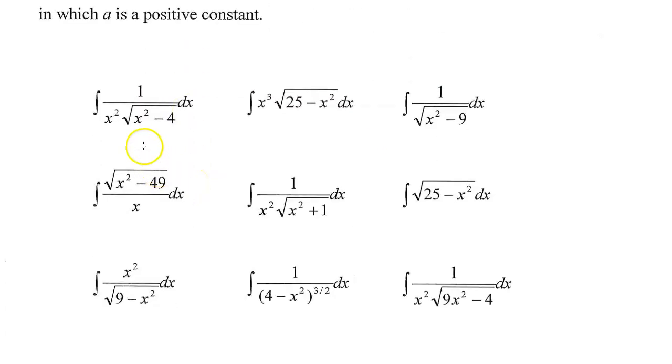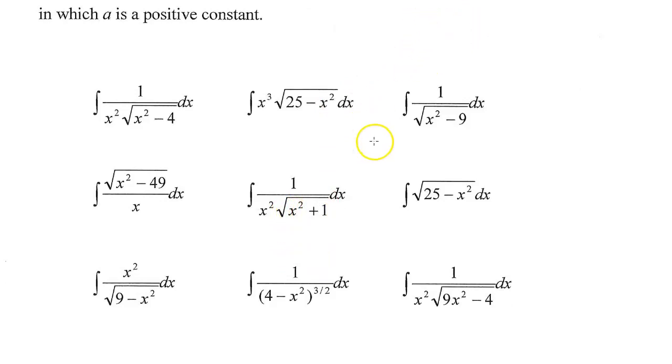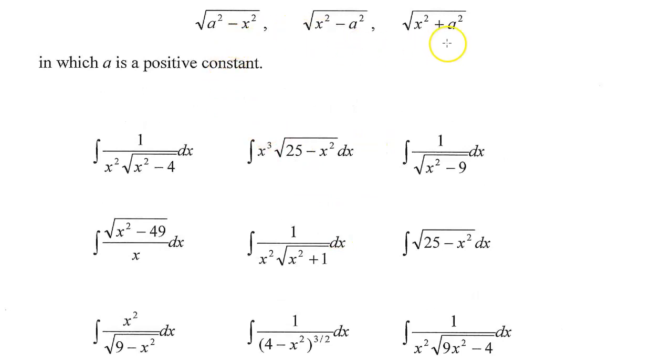So, for example, integrals like these ones. Okay, now notice all these integrals contain one of these three types of forms. So for example, in this first integral, we have the square root of x squared minus 4. So that's of this form. Notice the a in that case would be 2, right? Because 4 is 2 squared. This integral has a square root of 25 minus x squared. That's of this form, okay? Where the a is 5. We have one down here, the square root of x squared plus 1. That's of this form here. In that case, the a would be 1. So all these integrals contain something like one of these top ones.